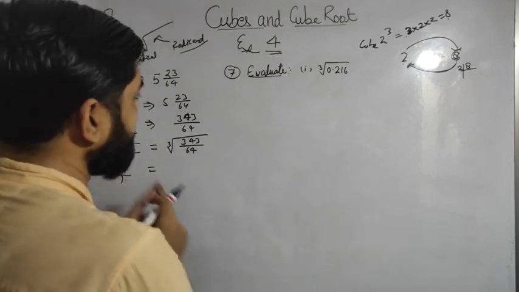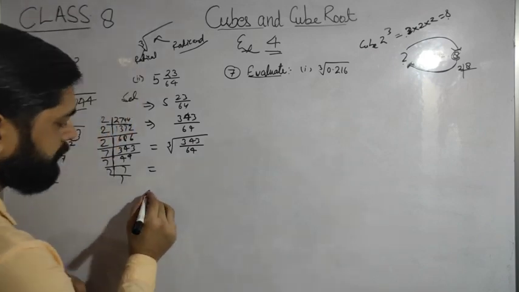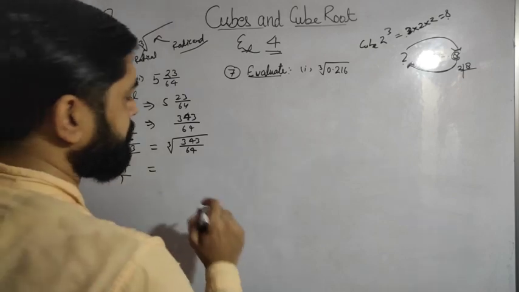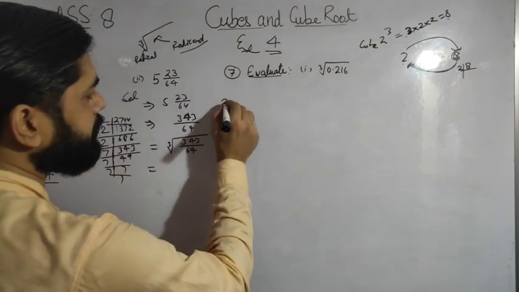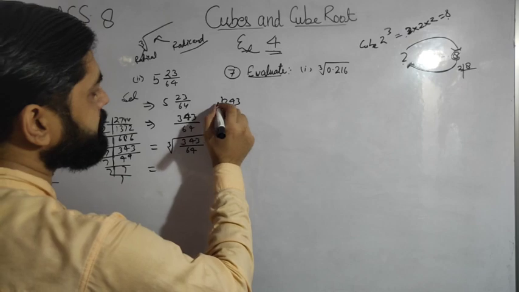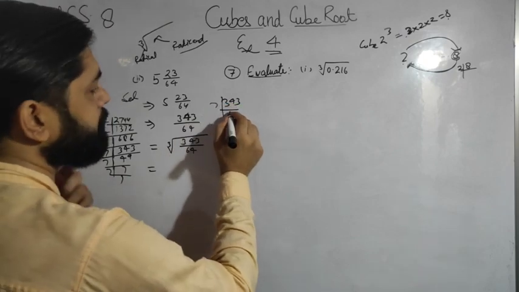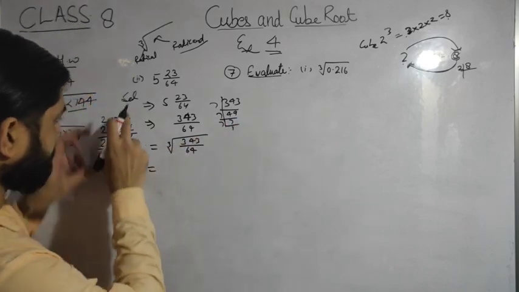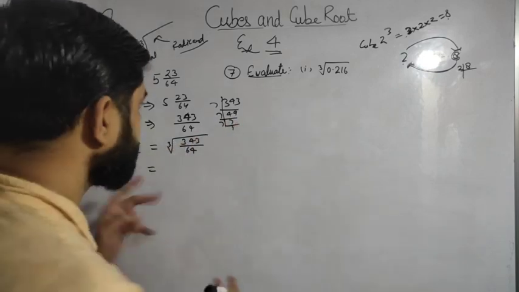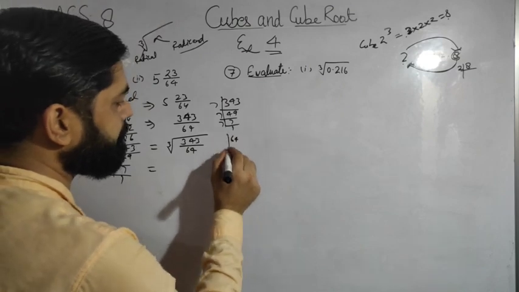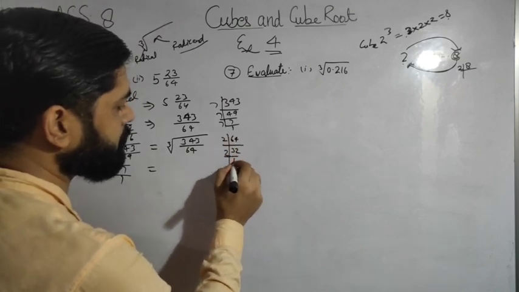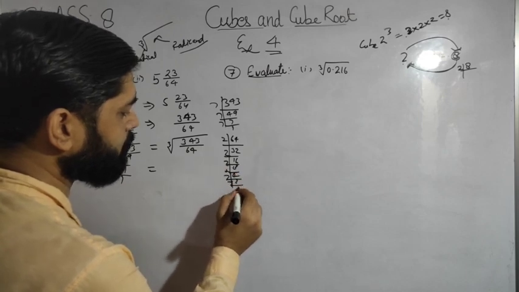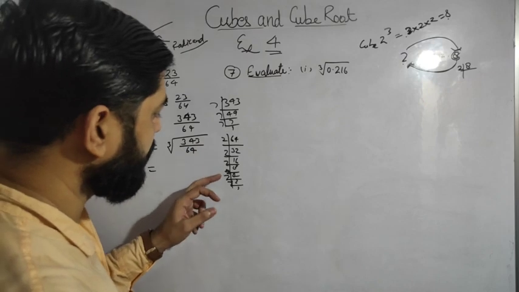So we find the prime factors of 343. This is divisible by which number? 7. Okay, then 49, then 7, 7, then 7, 1. From here 343. Understood? Then the prime factors of 64: 2, 32, 2, 16, 2, 8, 2, 4, and then 2, 2, 2, 1. 1, 2, 3, 4, 5, 6.